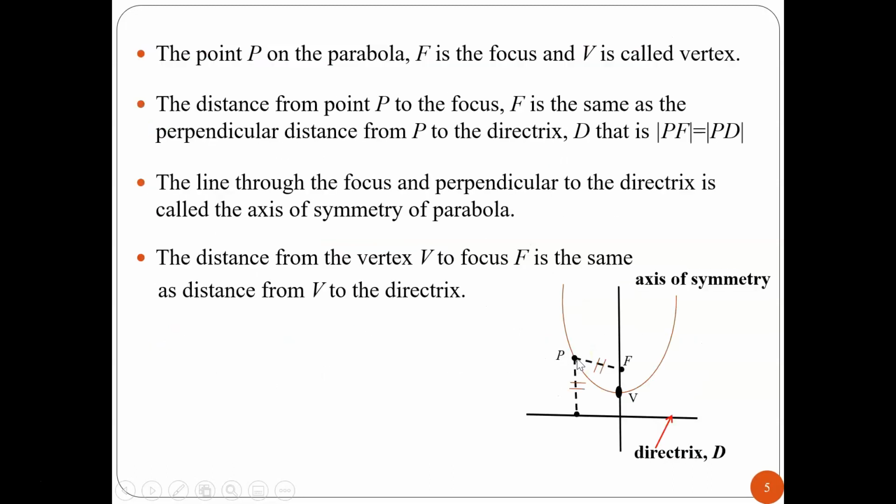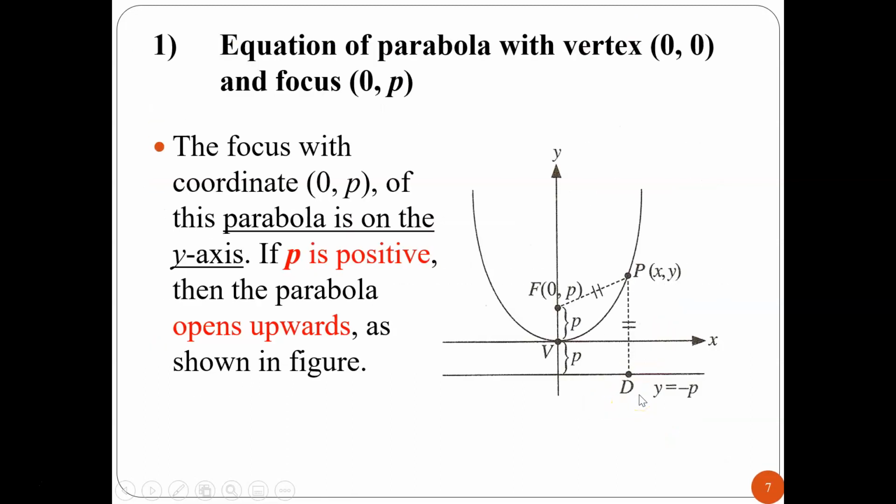Okay, this is based on this one, the last one. The distance from the vertex to focus sama juga distance from vertex to directrix. Maksudnya jarak yang di sini, kecil ni dan sini. Okay. So that's why we have p dekat atas sini, sama, yang sini pun jarak dia p.